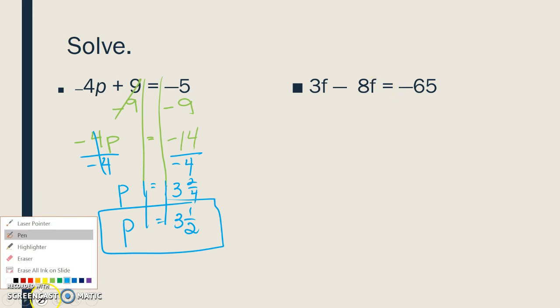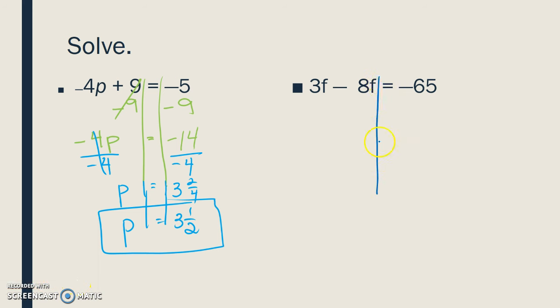So our next problem here has 3f minus 8f equals negative 65. This one looks a little bit different because we have the same variable twice on the left side. So what we can do for our first step is simplify that. We're going to simplify that by combining our like terms. So 3f minus 8f, or really it's something f, so 3 minus 8 is going to be negative 5f equals negative 65. So that's actually the first step.